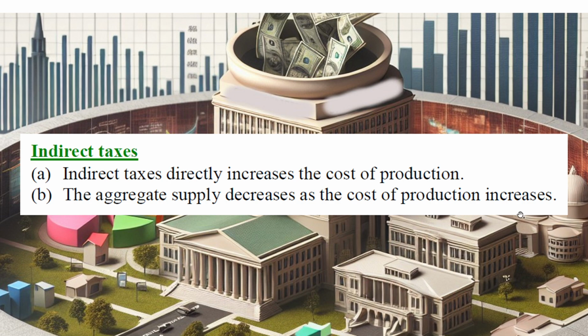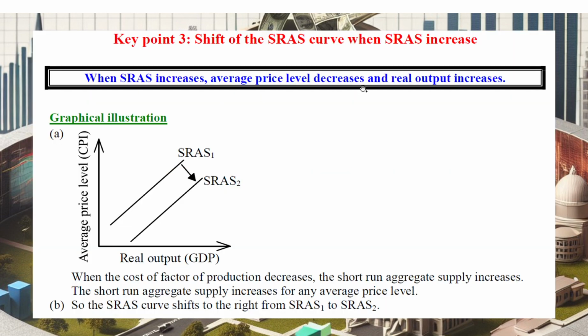And how do these swings affect the short run aggregate supply? They decrease or increase the short run aggregate supply for any price level, right? So it's the shape of the curve. Okay? So when the SRAS increases, it moves to the right. Okay, so SRAS moves to the right, you can see the average price level decreases and the real output increases, down and to the right.